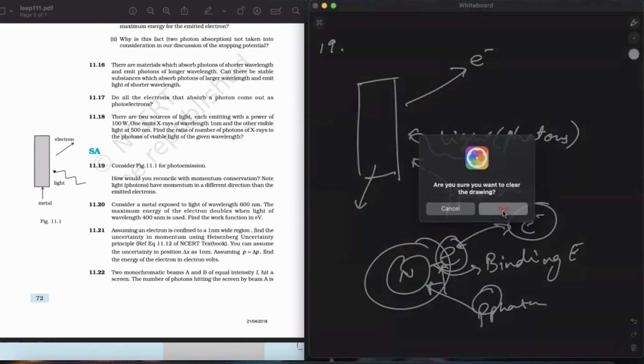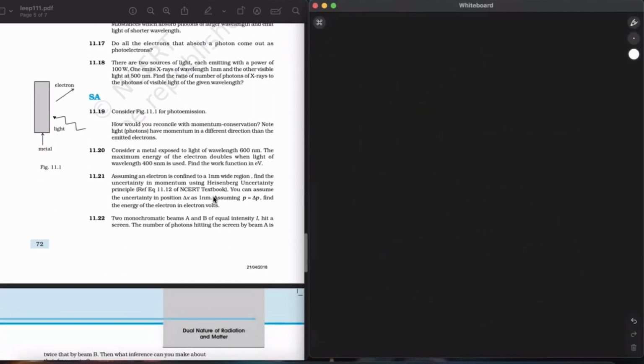So moving onwards, we have question number 20. Now we have to consider a metal exposed to light of wavelength 600 nanometers. The maximum energy of the electron doubles when light of wavelength 400 nanometers is used. Find the work function in electron volt. So what is work function? Threshold energy. That is the minimum energy of incident radiation that is required to eject the electron from the metallic sheet. That we already know.